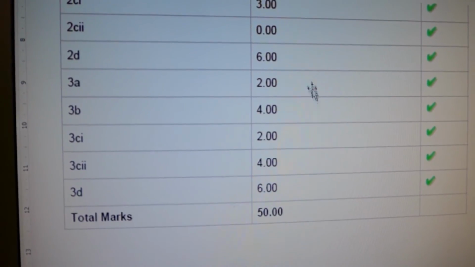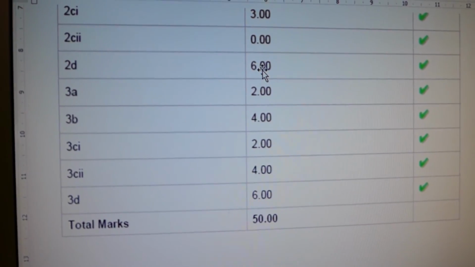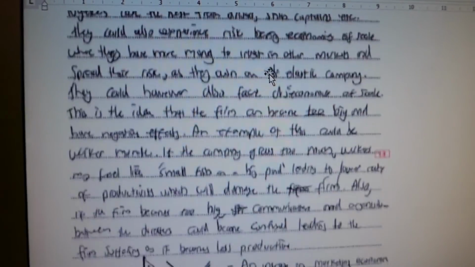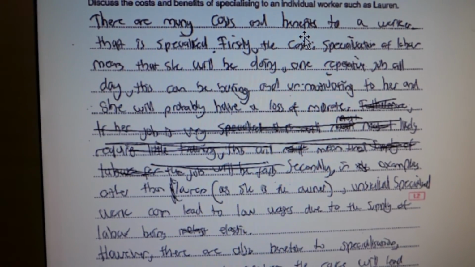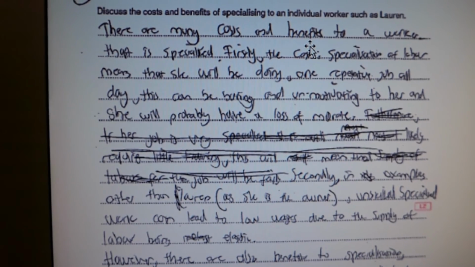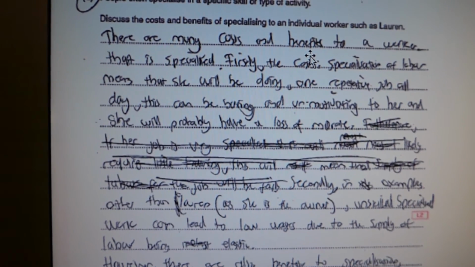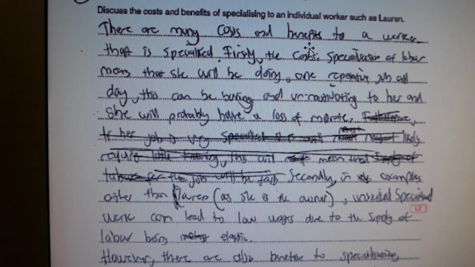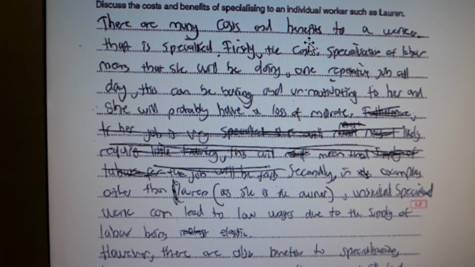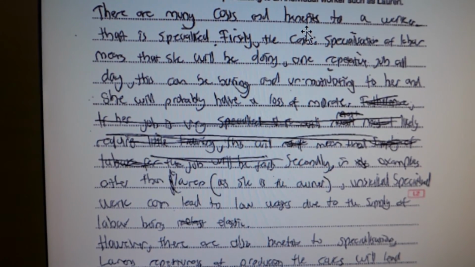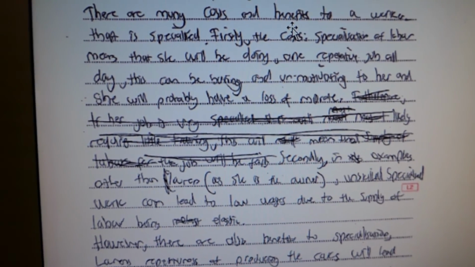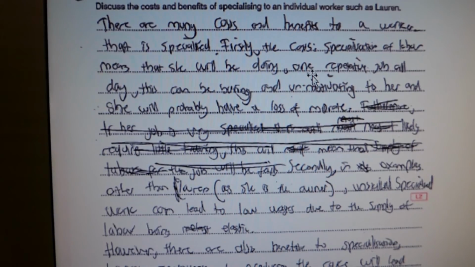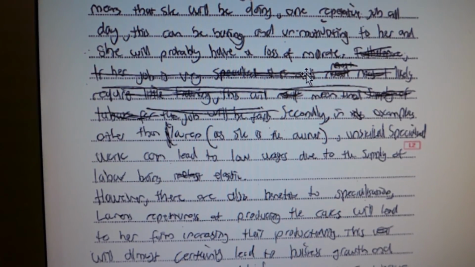2D. Again, 2D, 6 out of 8. So again, this candidate losing marks because he or she has not evaluated and concluded. So what have they said? There are many costs and benefits to a worker that is specialised. Firstly, the costs. Specialisation of labour means that she will be doing one repetitive job all day. This can be boring and not particularly motivating. She will probably have a loss of motivation. I think that's what that says.